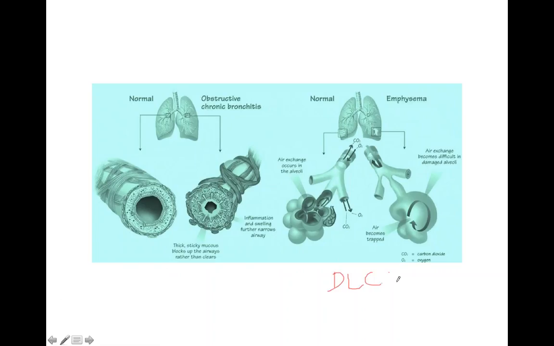Diffusion capacity will be decreased in emphysema. In chronic bronchitis, it is normal. In chronic bronchitis, there is goblet cell hyperplasia causing thick secretions. That's why the patient has a productive cough for at least 3 months, because of this goblet cell hyperplasia. So the air gets trapped inside.